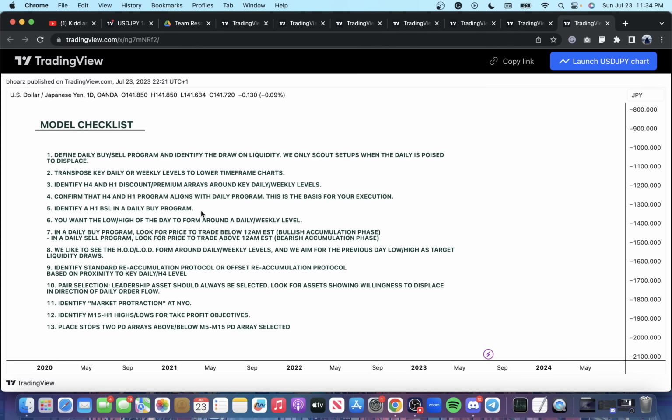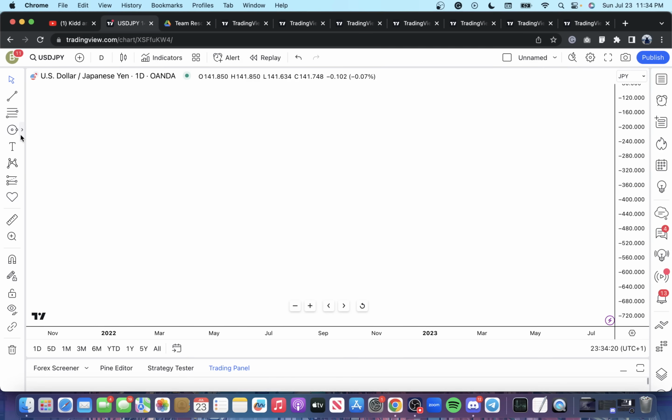Number 7, in the daily buy program, you're looking for price to trade below 12 a.m. Eastern Standard Time, and this is what we call the bullish accumulation phase. And in the daily sell program, you're looking for price to trade above 12 a.m. Eastern Standard Time. Now, I've talked about the daily candle, so let me just quickly do a rehash on this, and I'll go into the next slide.